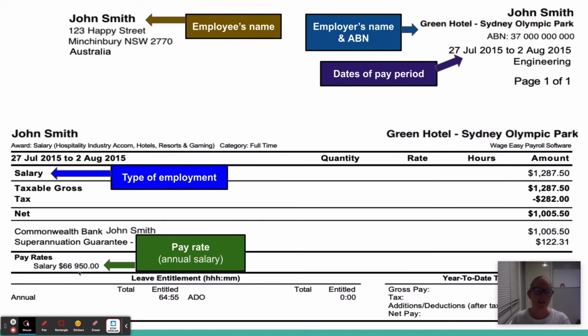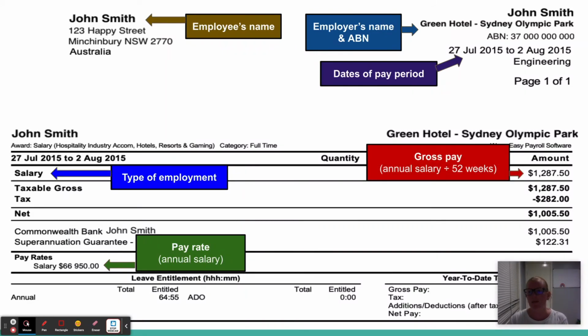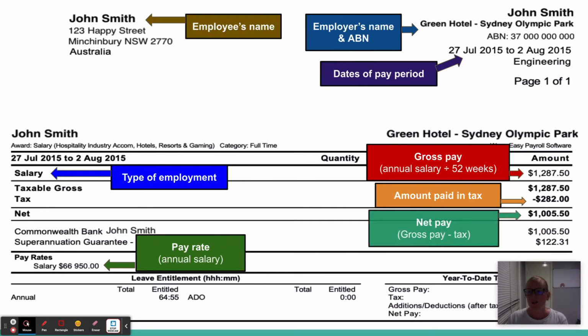So they get $66,950 per year. But obviously, he doesn't receive that in one big lump sum. It gets broken down each week. So every week he'll receive this amount here that's next to my red arrow. Every week his gross pay is $1,287.50, but that's not how much he gets to take home because he does have to pay tax, which is here next to orange. So he has to pay $282 in tax for this week. This bit here next to the green is how much he gets paid into his bank account. That's how much he gets to take home.